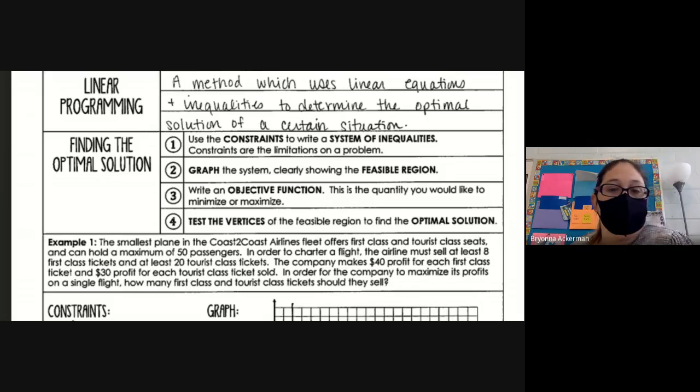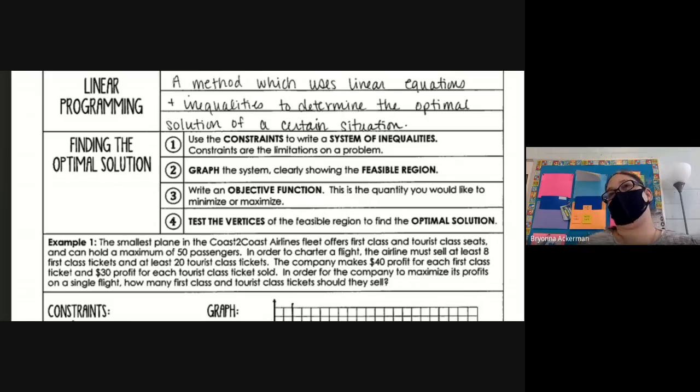So then let me keep reading. The airline says they need to sell at least 20 tourist tickets. That's the regular seats. So we need 20 of those or more. We can't have 19, we can't have 18, we have to have 20 or more. So it's another constraint. Then it talks about money.